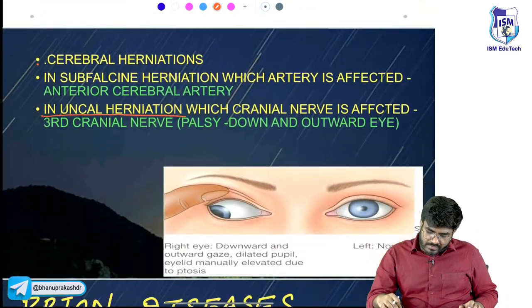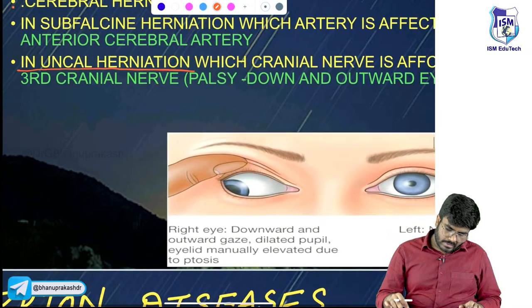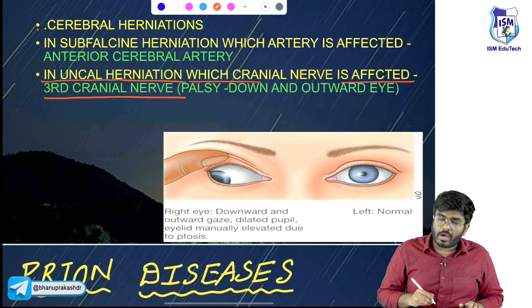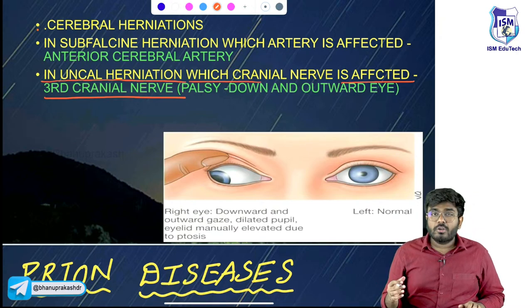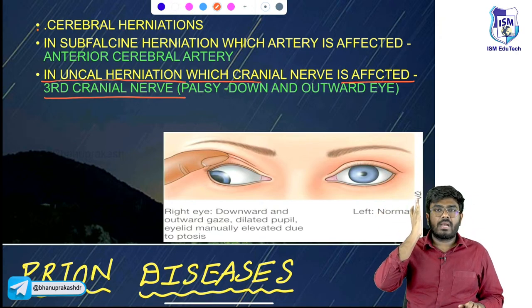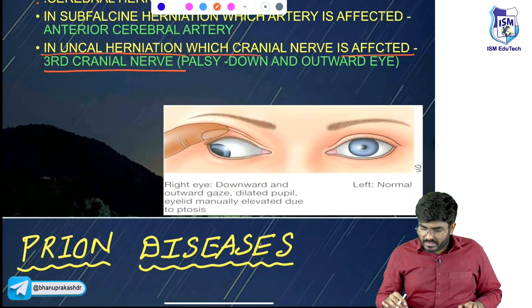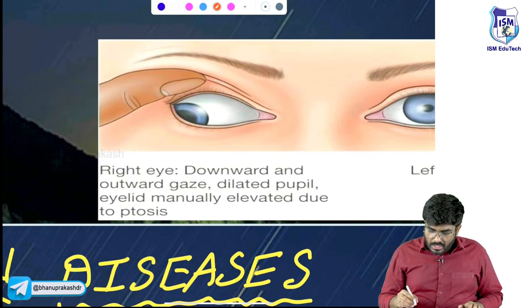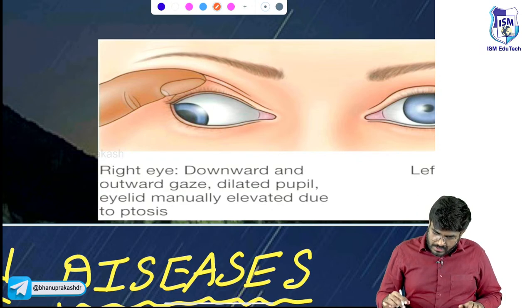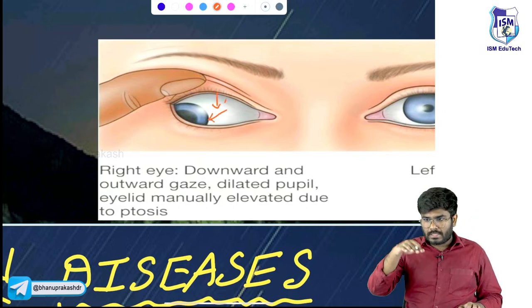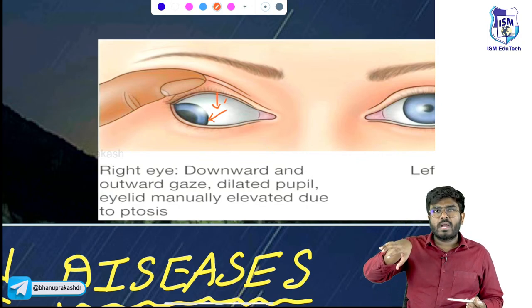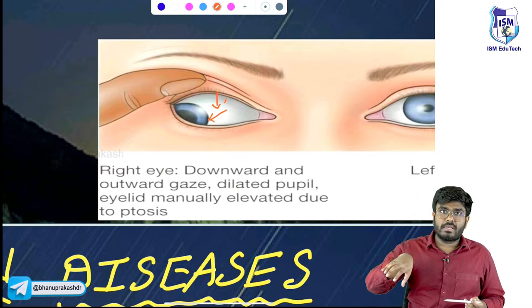As the third cranial nerve is damaged, what are the symptoms that are seen? In uncal herniation, the third cranial nerve is affected. Oculomotor nerve palsy is seen. For example, the hemorrhage is happening on this side and the third cranial nerve is getting affected on this side. Because the third cranial nerve is affected, the patient is going to have down and outward movement of the eye. Down and outward deflection will be seen with third cranial nerve palsy.